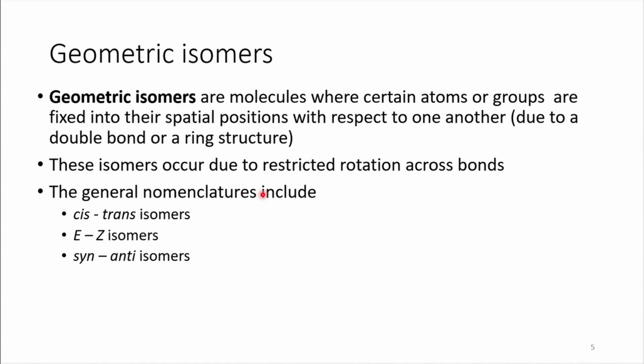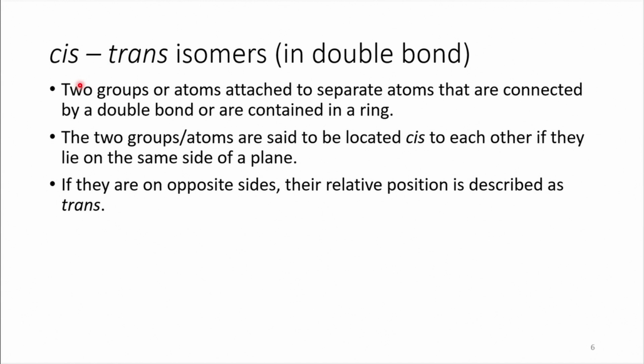The general nomenclature we will be using are cis-trans isomers, E-Z isomers, and syn-anti isomers. We will look at all these three terms differently in this particular session. So, what are cis-trans isomers? Basically, for cis-trans isomers in a double bond, we are going to look at only the first case, which is a double bond. Two groups or atoms attached to separate atoms that are connected by a double bond, or they are contained in a ring.